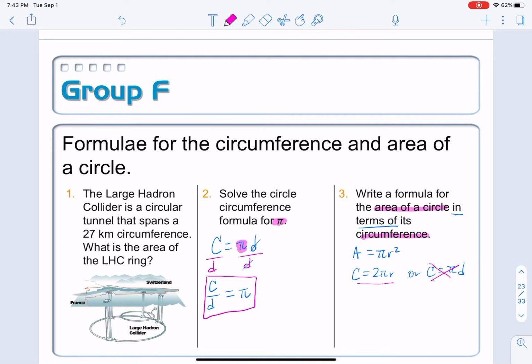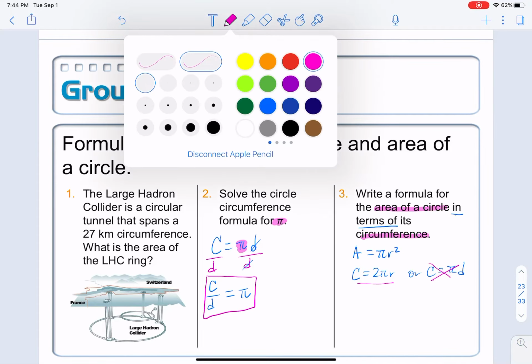They do have the same variable here. They both have an r. And that's the variable that I want to solve for in the circumference formula, that I can then put into r in the area formula. And that will get rid of it. So that's what I'm going to do on the next step here.